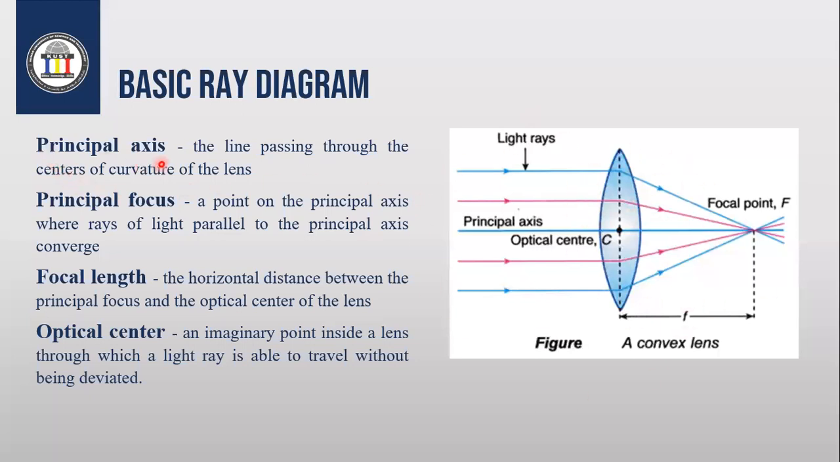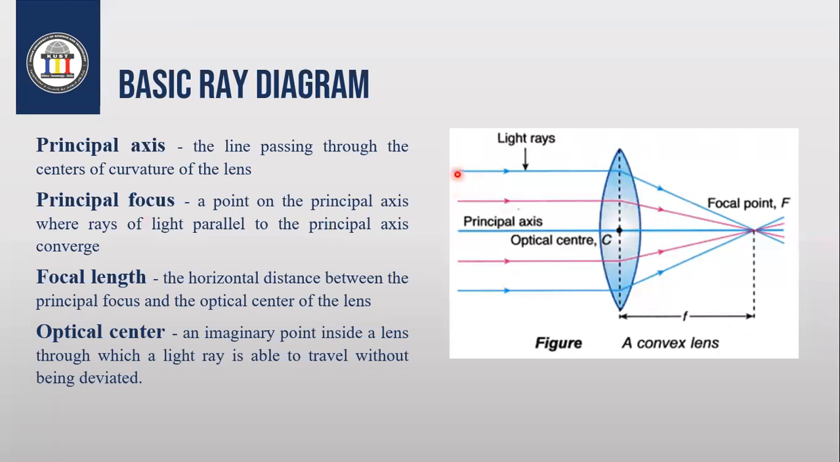It starts with the principal axis, the line passing through the center of curvature of the lens. This is the principal axis. The principal focus is the point where rays parallel to the principal axis converge. So the principal focus is the focal point, just like coming here.